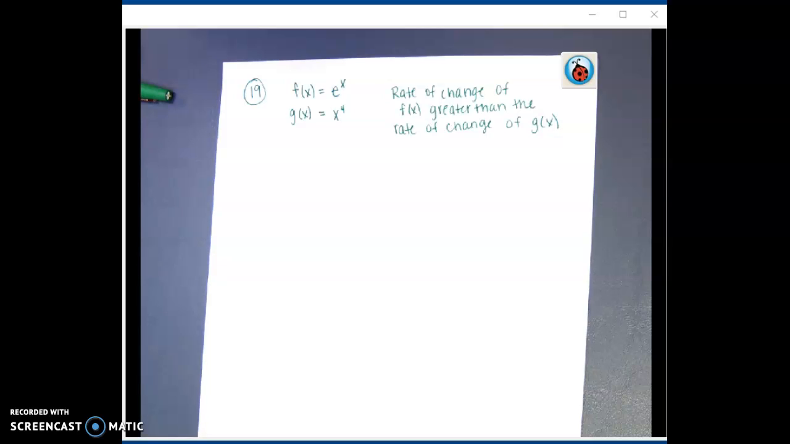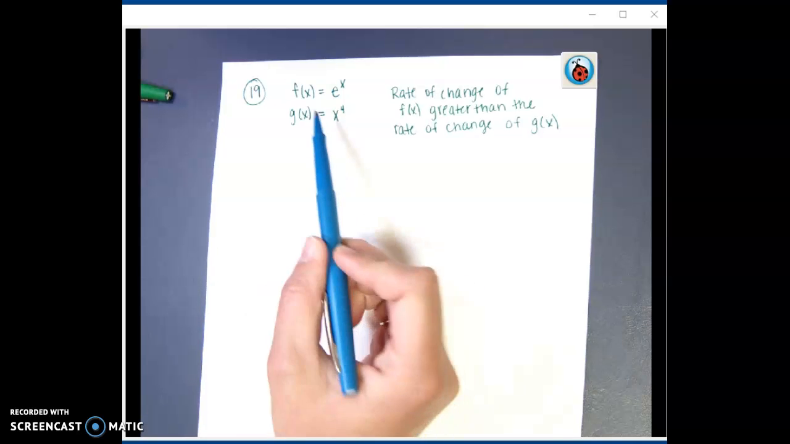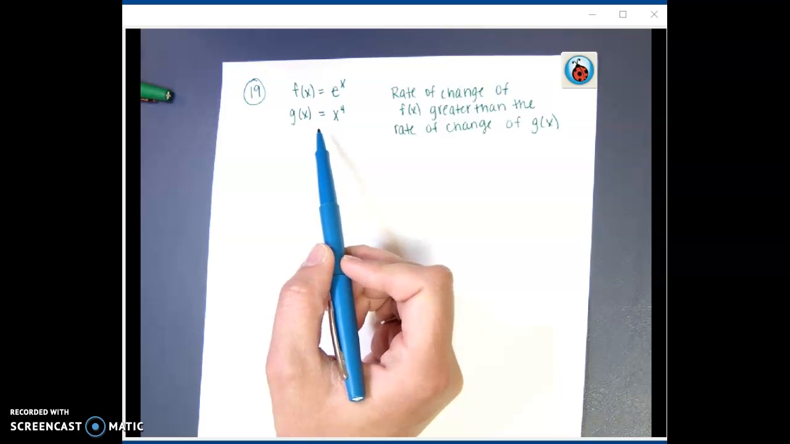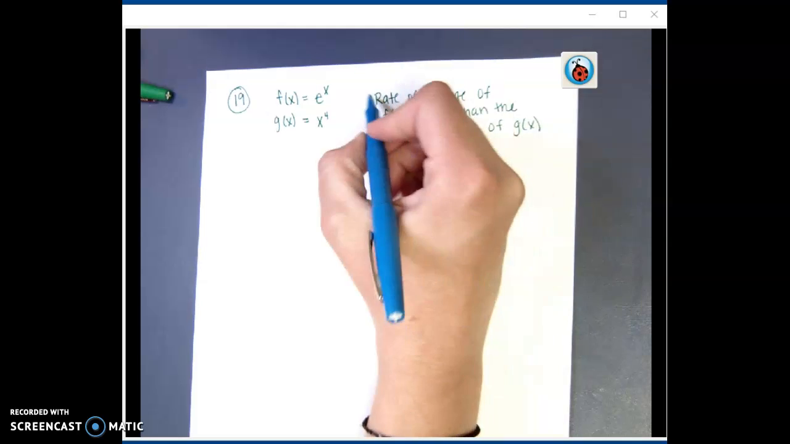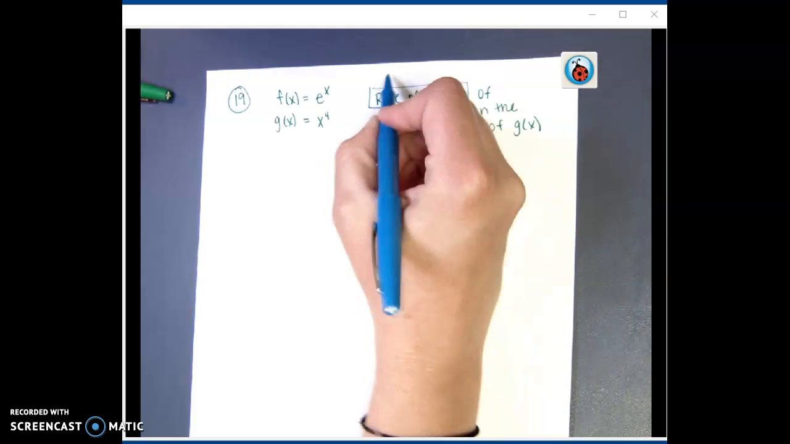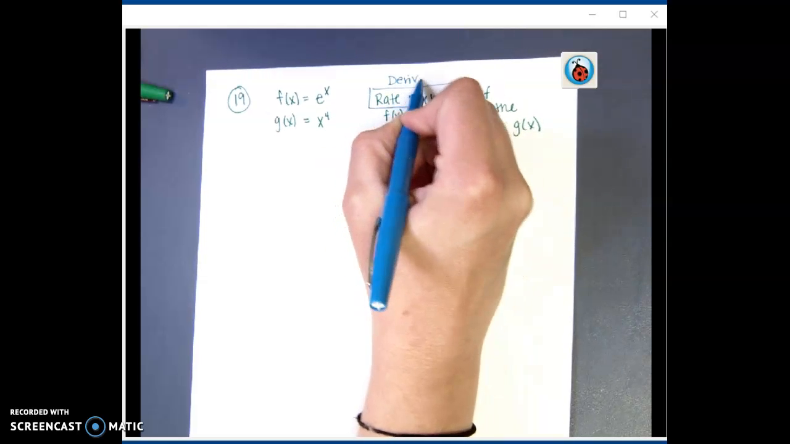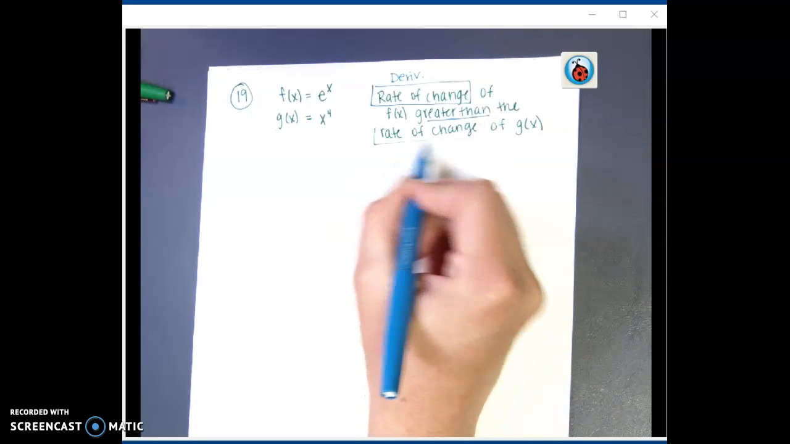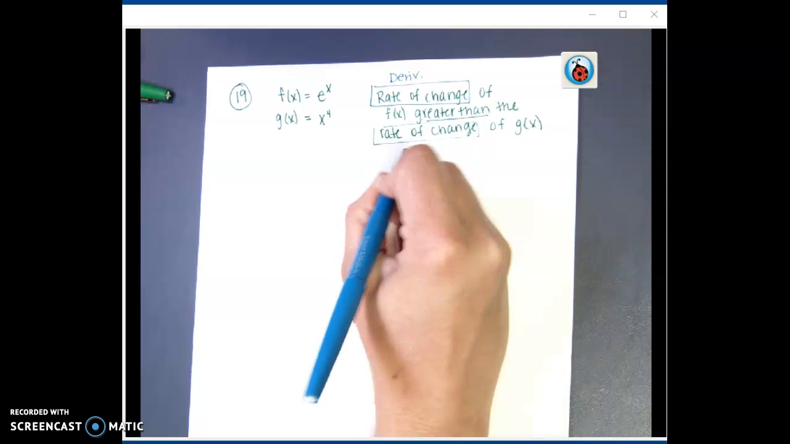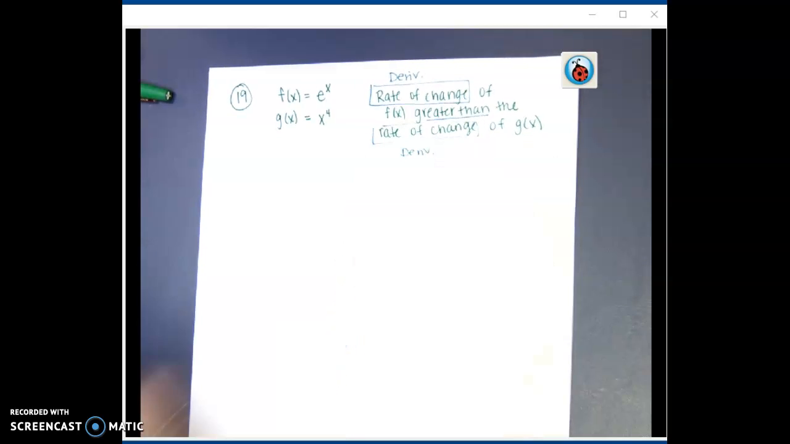Okay, so for number 19, it's on the calculator active part. So your f of x is e to the x, and your g of x is x to the fourth. We're trying to find where the rate of change, so that means the derivative, of f of x is greater than the rate of change, so the derivative of g of x. So I use the calculator to do this.